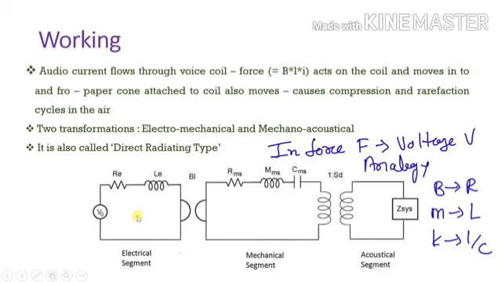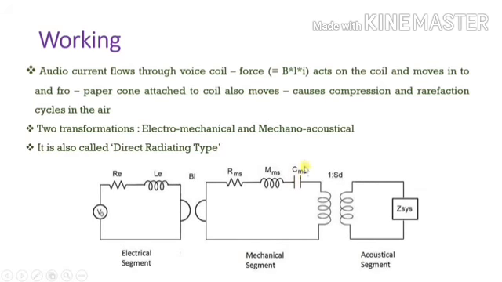So here we provide electrical to mechanical transformation, that is electromechanical transformation. What we do is translate the electrical signal into mechanical vibrational motion. Basically in the mechanical part we have damping constant, mass and spring compliance, the spring constant K. So in the force voltage analogy, damping constant is equivalent to resistance, mass is equivalent to inductance, and spring constant is equivalent to capacitance.